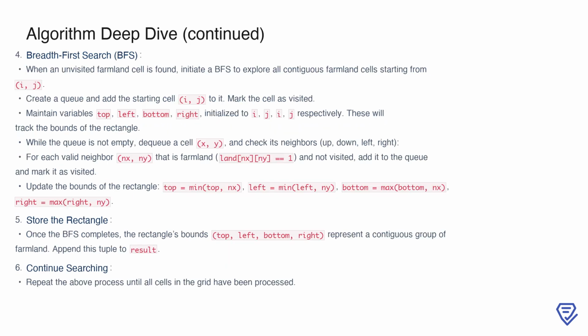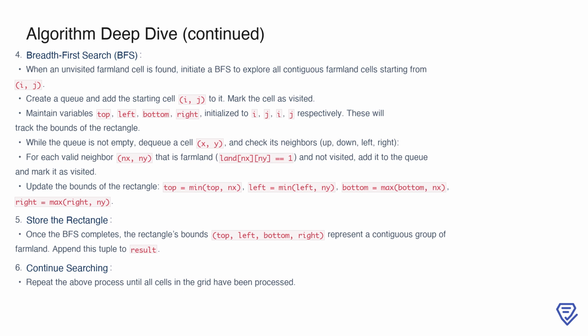When we find an unvisited farmland cell, we initiate a breadth-first search, or BFS, to explore all connected farmland cells. BFS is particularly suitable here because it systematically explores all neighbors of a cell before moving outward. To implement this, we use a queue and start by adding the initial cell, i, j, to it, marking it as visited. At the same time, we maintain 4 variables, top, left, bottom, and right, all initialized to the coordinates of the starting cell. These variables will help us track the boundaries of the rectangle enclosing the farmland.